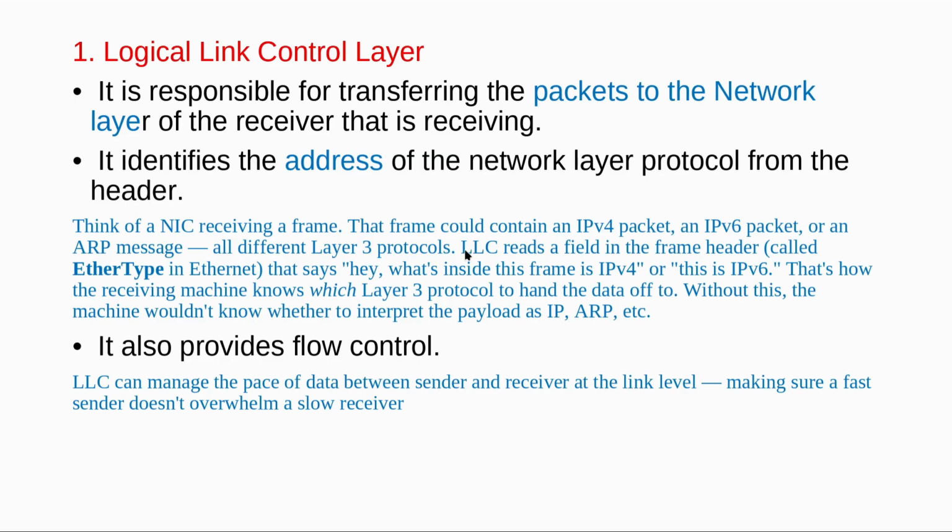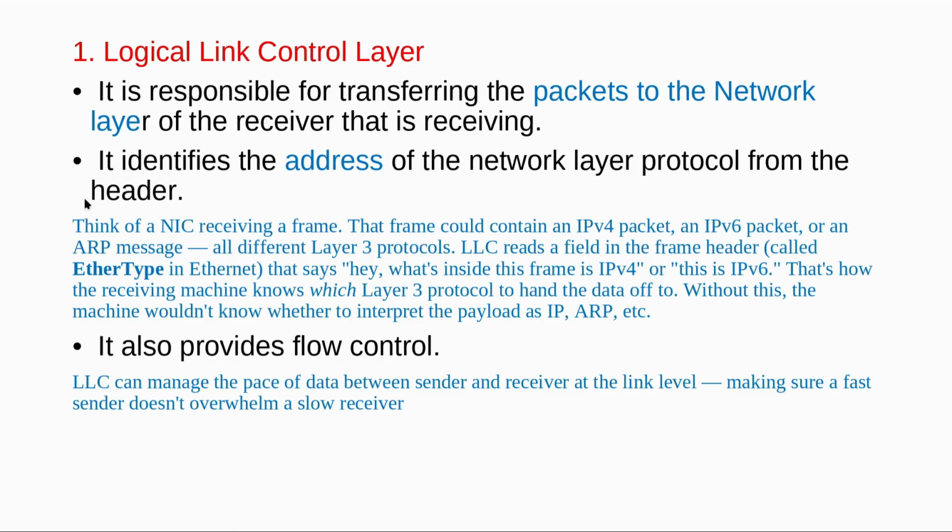So the logical link control layer reads a field in the frame header, and that says, hey, what is inside this frame? So it's basically IPv4, or this is IPv6, or ARP. That's how the receiving machine knows which layer 3 protocol to hand the data off to. Without this, the machine wouldn't know whether to interpret the payload as Internet Protocol or ARP, etc.